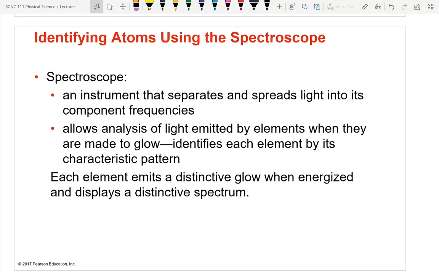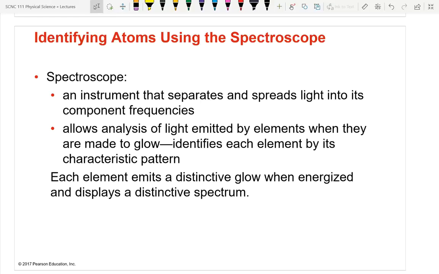They burn it, they stick them in a flame. And different elements burn with different colors. And so they could identify by looking at the colors what the elements were. Now these days we have a much more sophisticated way. I should have brought it out now because we didn't cover the light.